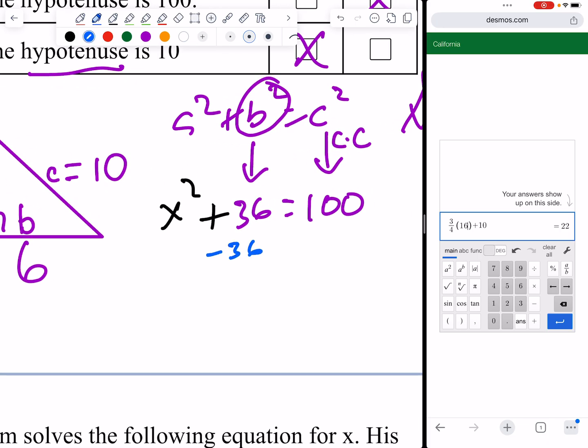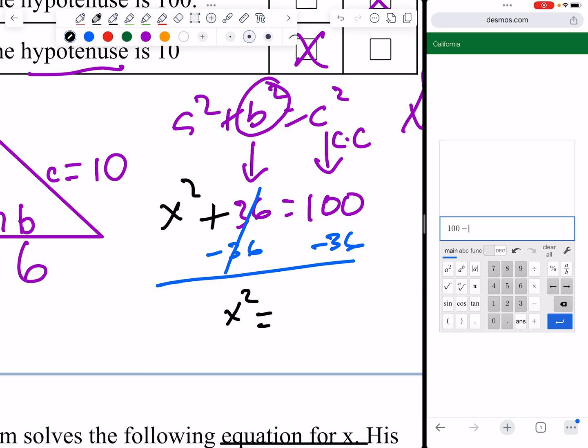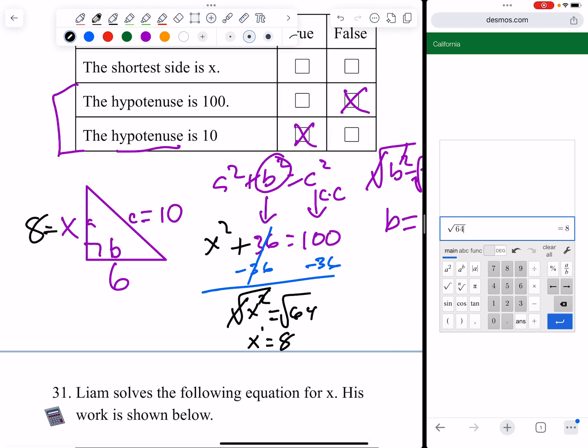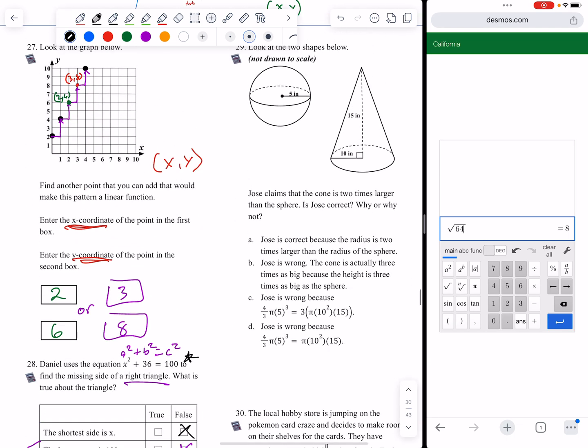I'm going to subtract 36. Then I'm left with x squared equals 100 minus 36, which is 64. So think about it. X times x is 64. What number times itself is 64? That should be 8. And in fact, it is, because the square root makes that square go away. And I get square root of 64, which is in fact 8. So x equals 8. Is that the shortest side? No. The shortest side was 6. Okay. All right. Moving on.